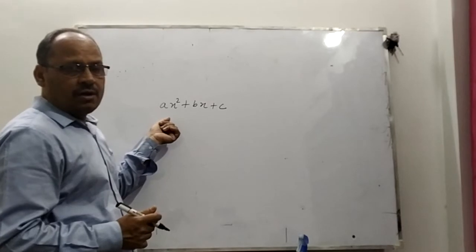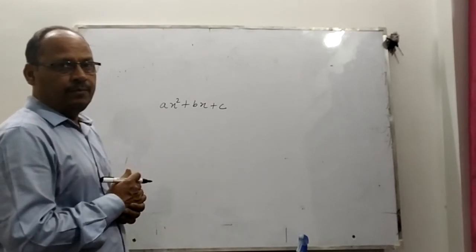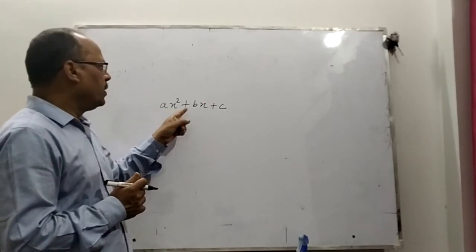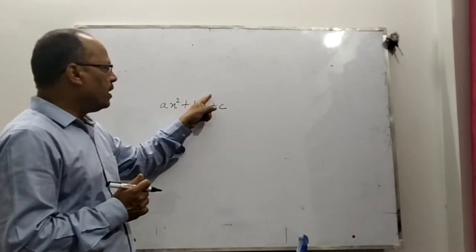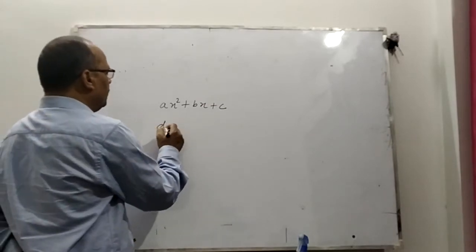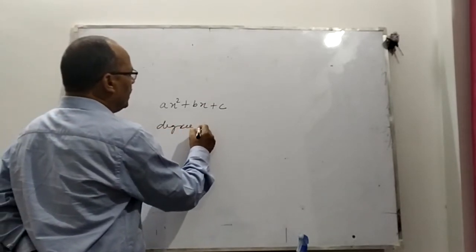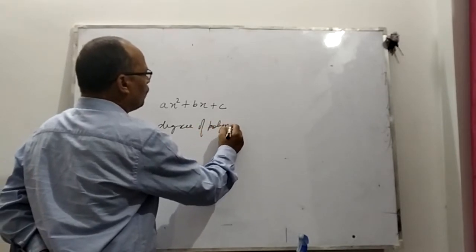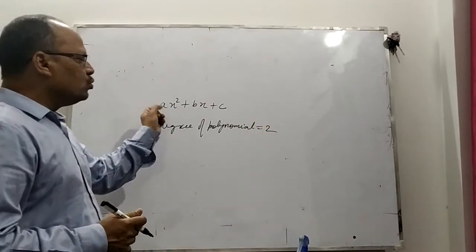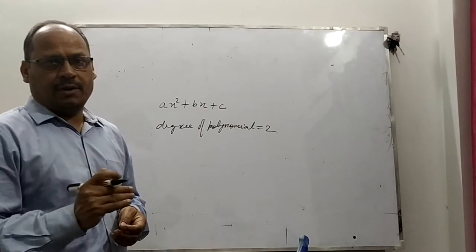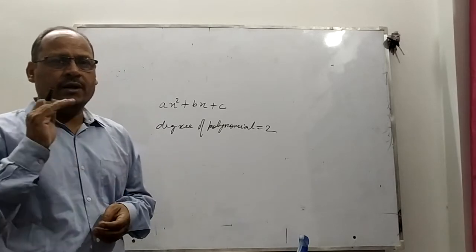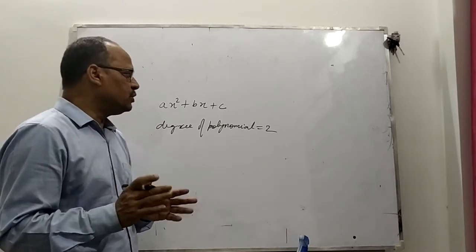What is the highest power of the variable in any term? In the first term, the highest power of the variable is 2. Here, the power of the variable is 1, x raised to power 1. Here, x raised to power 0. So the degree of the polynomial is equal to 2, so it is known as the quadratic polynomial. The polynomial whose degree is 2 is known as the quadratic polynomial. I suppose it is clear.